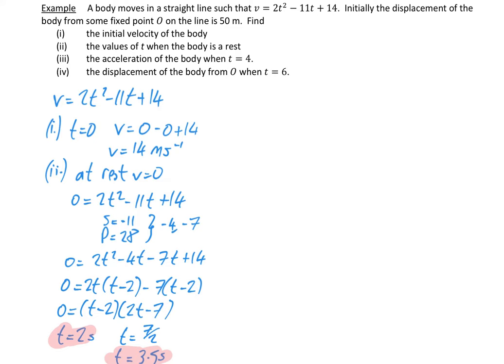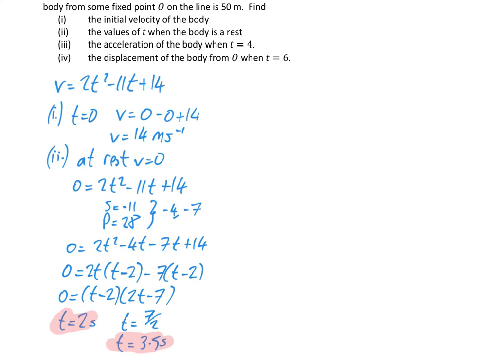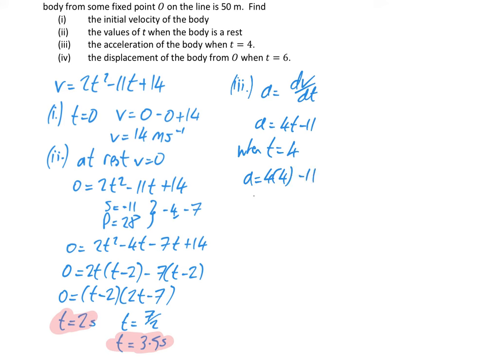Okay, back to part 3 then. Part 3 says, find the acceleration of the body when t is equal to 4. Now to get acceleration, you differentiate your velocity. So you differentiate your velocity, and you are going to get 4t minus 11. And then we'll just say when t is equal to 4, your a is equal to 4 times 4 minus 11. 4 times 4 is 16, minus 11 is going to be 5, and that is meters per second squared.